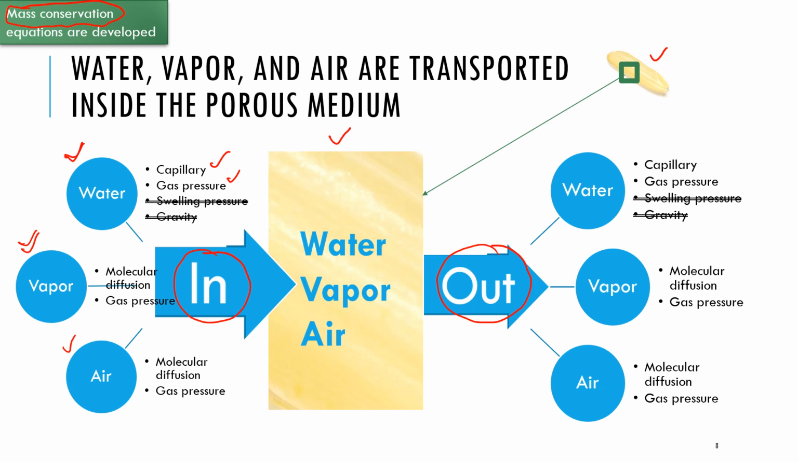Solving the mass conservation equation for each phase provides the amount of water, vapor, or air at any location inside the rice grain and at any time. So we get the water amount, vapor amount, and instead of just the air, we combine vapor and air together, and that gives us the pressure equation.